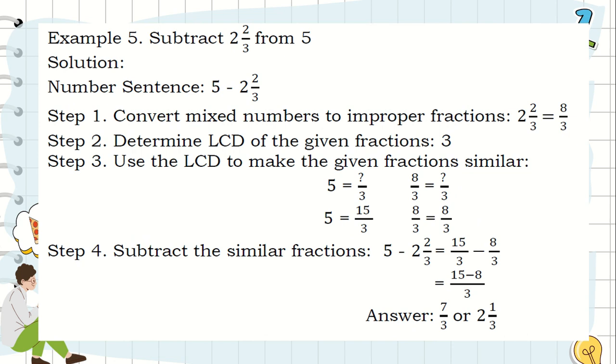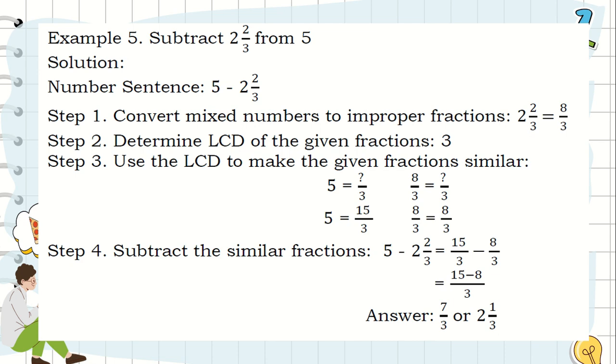Example 5. Subtract 2 2/3 from 5. Here is the solution. Number sentence: 5 minus 2 2/3. Step 1. Convert mixed numbers to improper fractions. 2 2/3 is equal to 8/3. Step 2. Determine the LCD of the given fractions. It is 3.